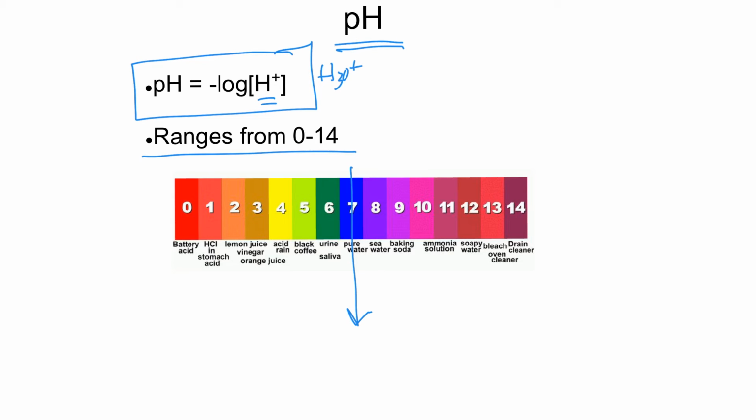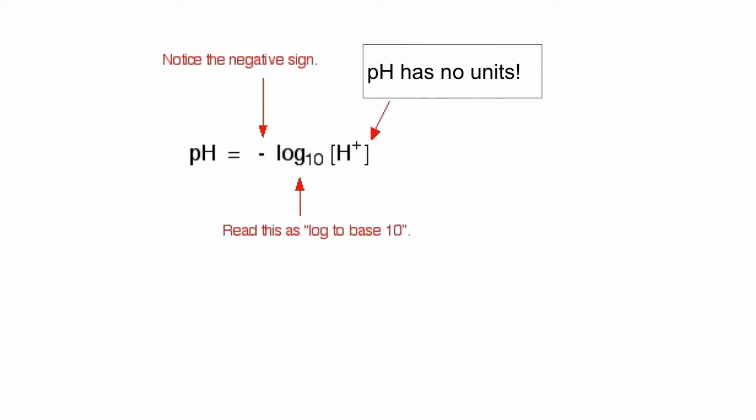7 is neutral. And an AP Bio student should have some hip pocket examples of typical strong bases, which are also called alkaline substances, or acidic substances. So you should have a basic idea of, well, ammonia is alkaline and lemon juice is acidic. So what's interesting about pH is it doesn't have any units. It's one of those unusual quantities in science that doesn't have a unit.